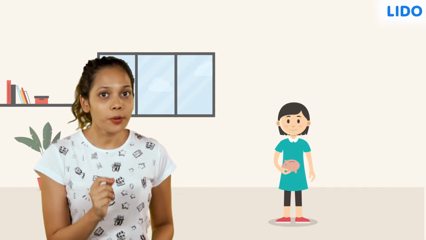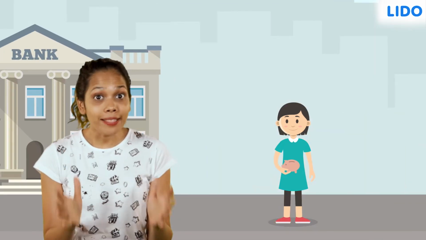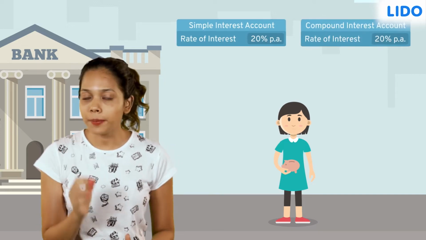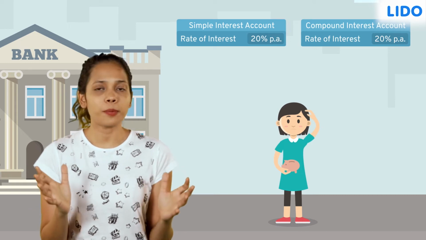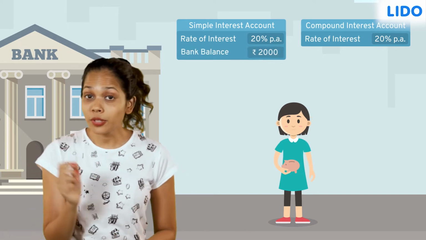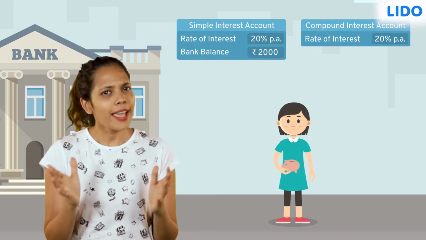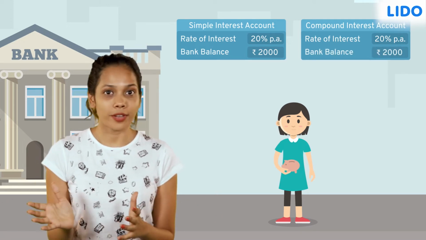Guys, my friend Lakshmi saved 4,000 rupees in a piggy bank. She decided to deposit this money in a bank. At the bank, there were two options, 20% simple interest or 20% compound interest. Lakshmi was clueless about the difference between the two. So she put 2,000 rupees on simple interest and another 2,000 rupees on compound interest.